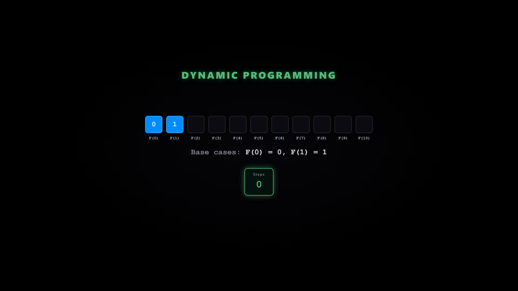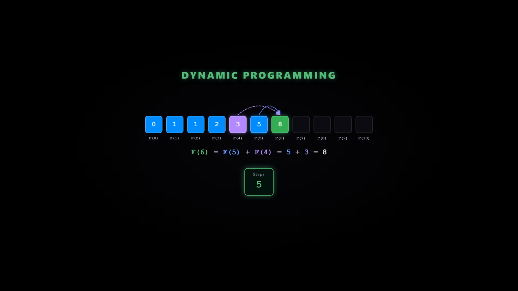We just start from the bottom. F of 0 is 0. F of 1 is 1. Those are our starting points. Now F of 2 is just F of 1 plus F of 0. 1 plus 0 is 1. We store that. F of 3 is F of 2 plus F of 1. 1 plus 1 is 2. Store it. F of 4, F of 3 plus F of 2. 2 plus 1 is 3. Store it. You see the pattern here?